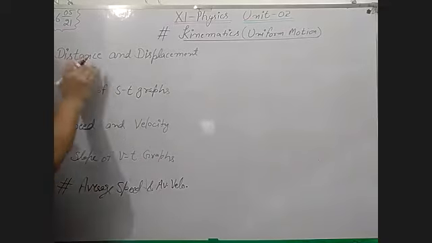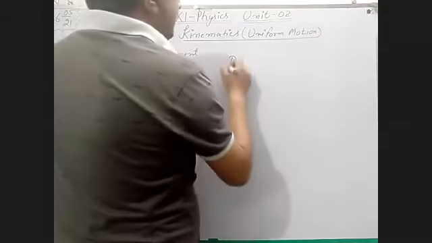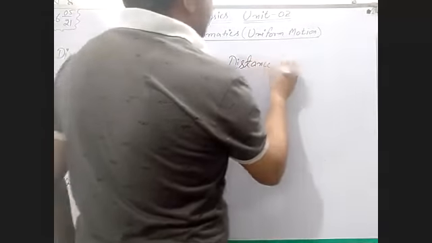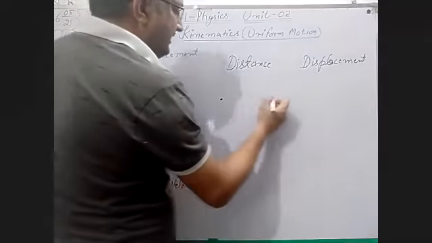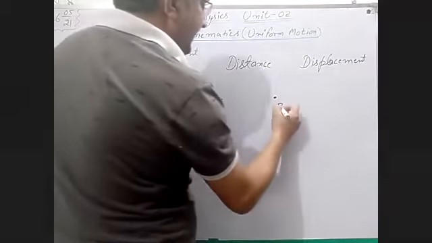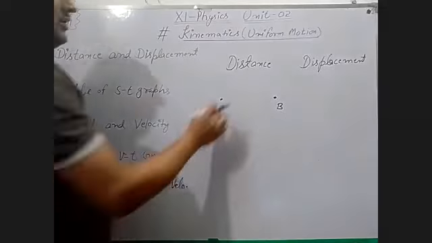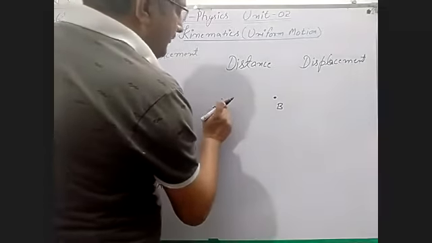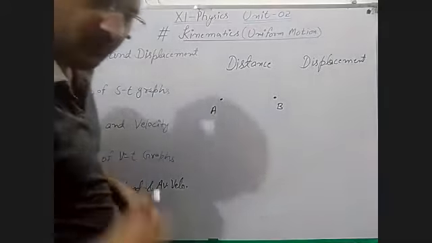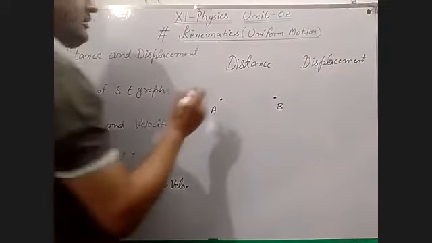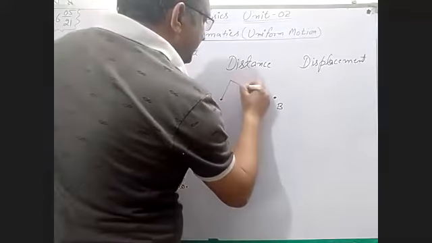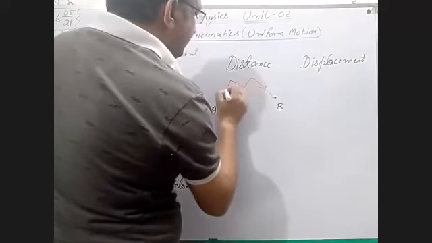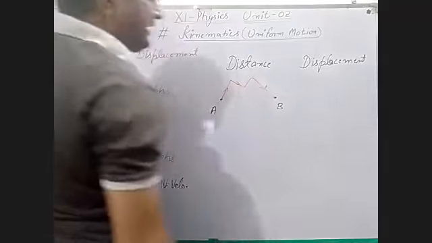Now, what is distance and what is displacement? Firstly, let us see here. There are 2 points, one is A and another is B. I want to go from A to B. Except the straight line, I am taking this type of path, from there to there to there, like this.